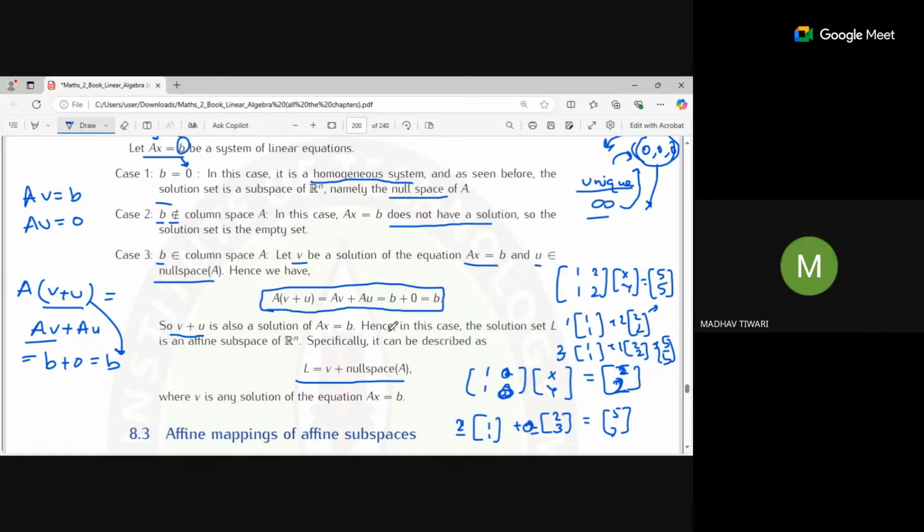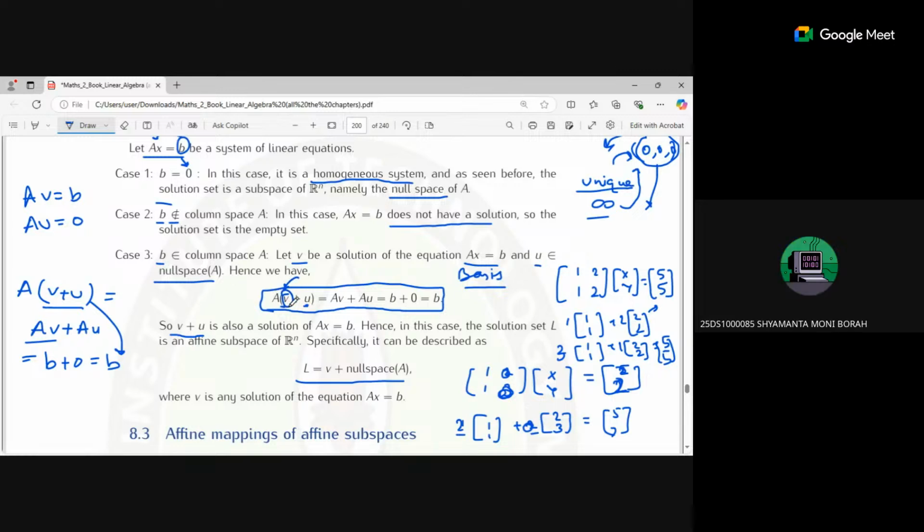What is the significance of this part? It is actually telling that if you are aware of only one solution and you want some new solution, you don't have to start over. If you have any one solution, and you have the null space, the span or the basis for the null space, you can add that to the solution anytime and you will get a new solution. That is the thing that is mentioned here. Nothing significant other than this.